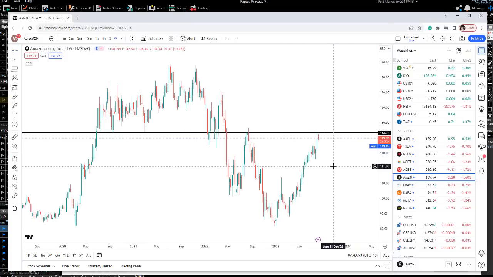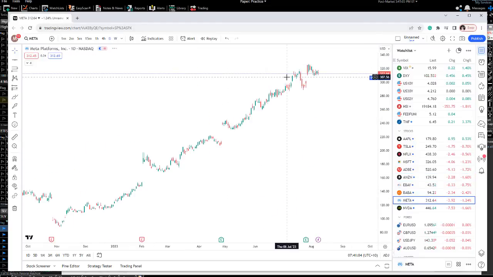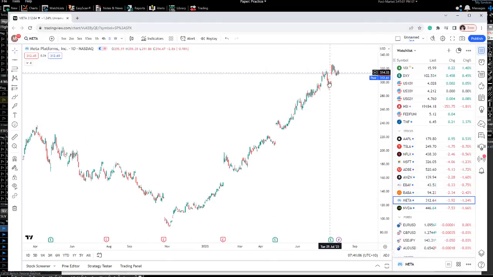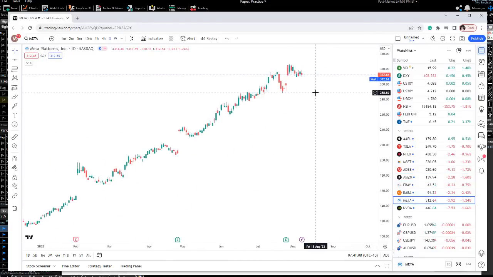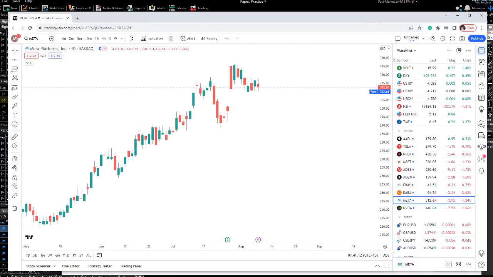Let's go look at Meta as well too. Meta right now is starting to peter out a lot more here. So if we actually break this level here on Meta, which is that support level there, around where it is right now, 312, if we do break that level, we're probably going to head back down towards this 290 level on Meta.